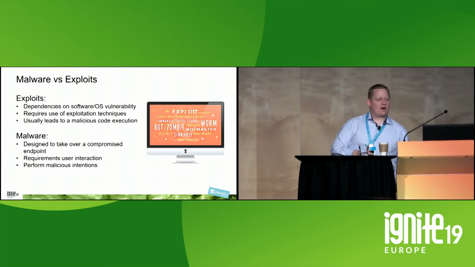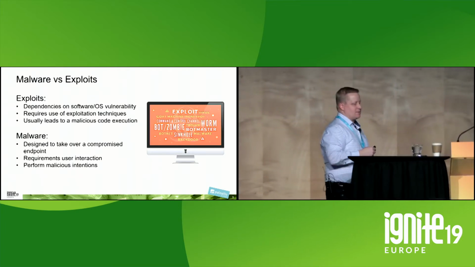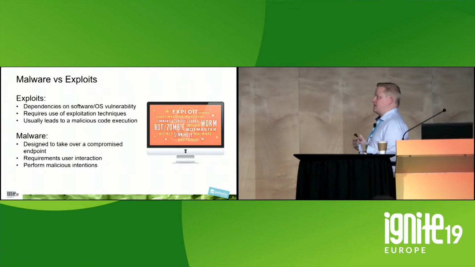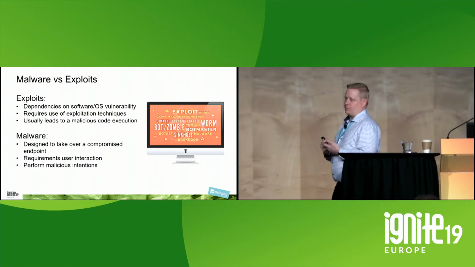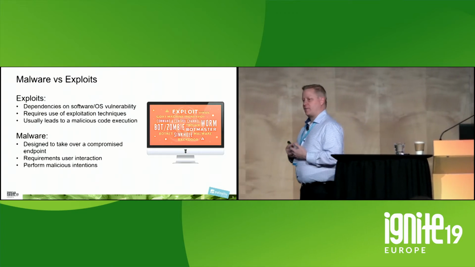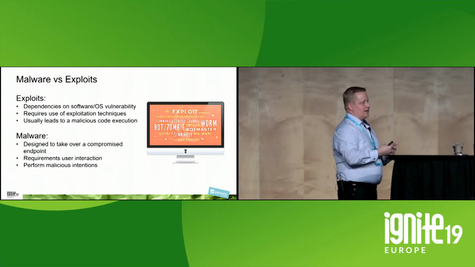All right, so let me talk a little bit more about the threat landscape. The difference between exploits and malware: exploits usually depend on software or operating system vulnerabilities. These are things that the attacker has to find in your environment, whereas malware is a file they can drop on just about any endpoint.